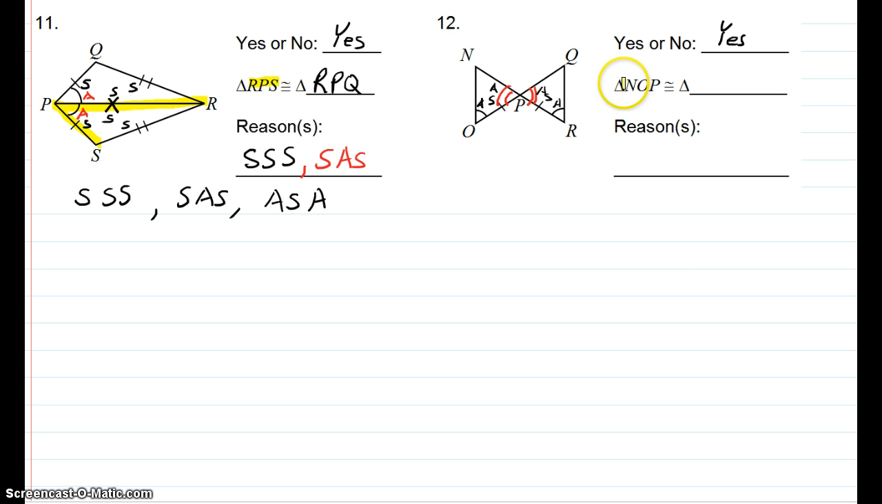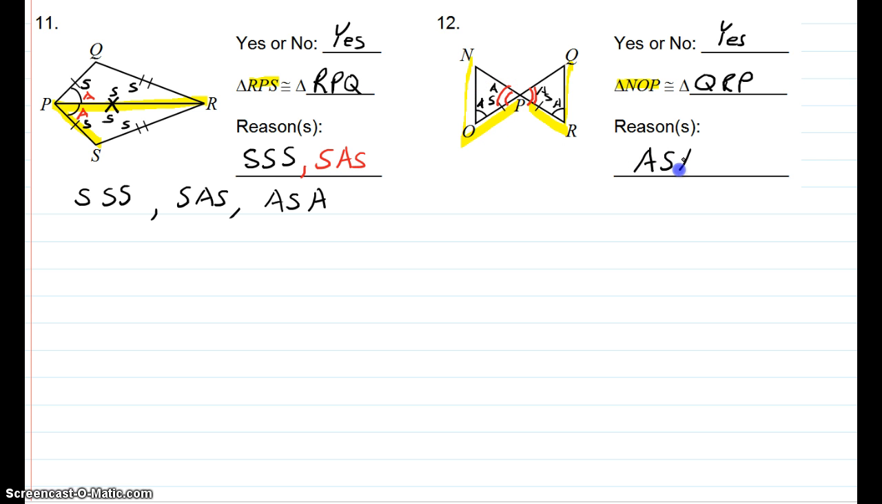So it has to be NOP. So notice that we start on the side that's not marked, and we go on the side that has the one congruent mark. So over here, we want to do the same thing. We want to start on the side that doesn't have the congruent mark, and we want to finish on the side with one congruent mark. So NOP is going to be congruent to QRP. Okay, so triangle QRP.